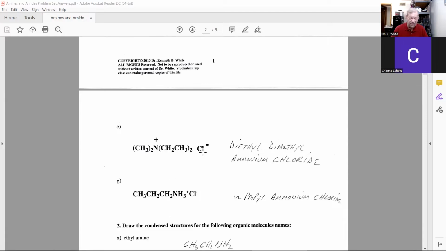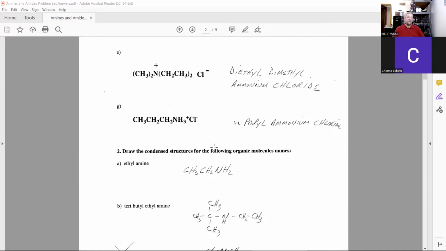This is a quaternary ammonium salt. Name each alkyl group in the front: 2-ethyl, 2-methyl, diethyl, dimethyl. Remember, di is 2, tri is 3, then ammonium, and for chlorine minus, it's called chloride. Now, for the amine salt, you do the same thing. And here, notice I only have one R group, N-propyl, then ammonium chloride.